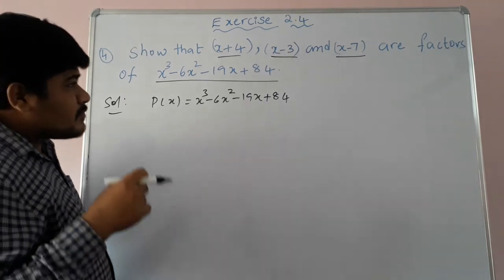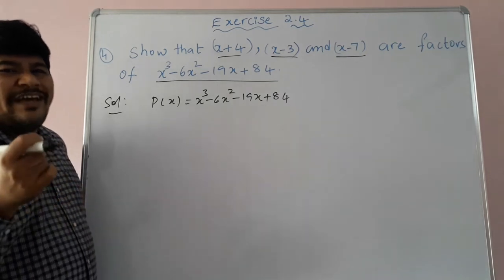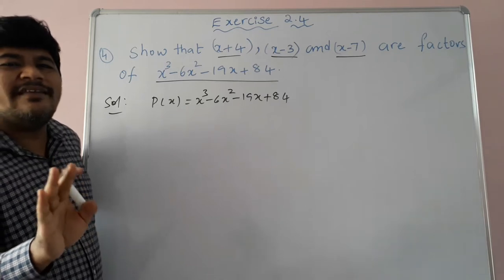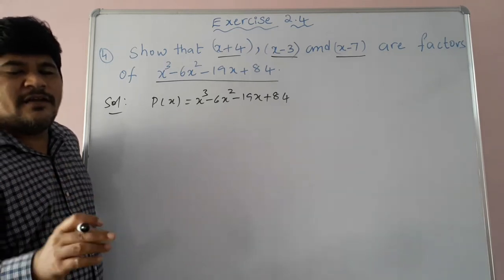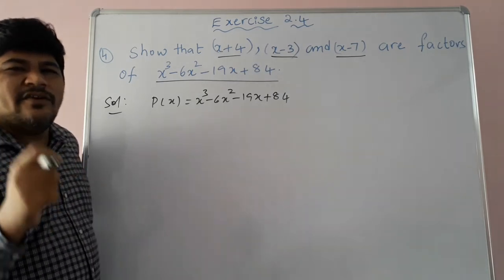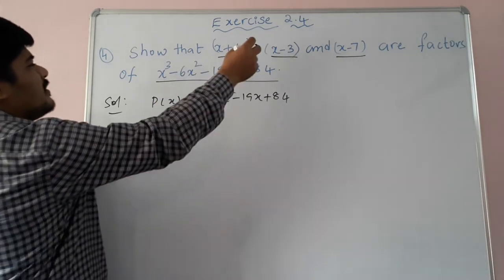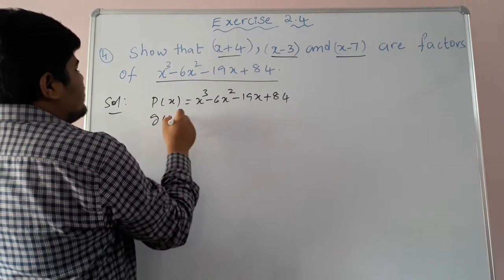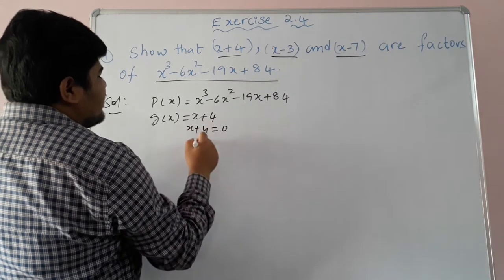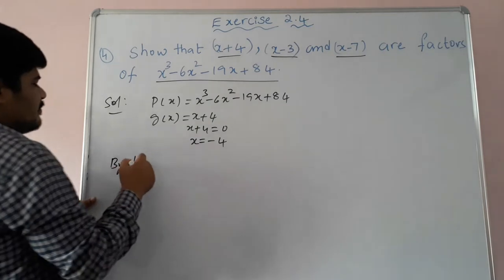So now children, what is the factor theorem? If p of x is a polynomial of nth degree, and if p of a is equal to 0, then x minus a is a factor of p of x. Means we have to get remainder as 0, then we can call that particular divisor a factor. So children, first I am taking x plus 4, take it as g of x, that is equal to x plus 4, and equate it with 0. So x is equal to what children? Minus 4.